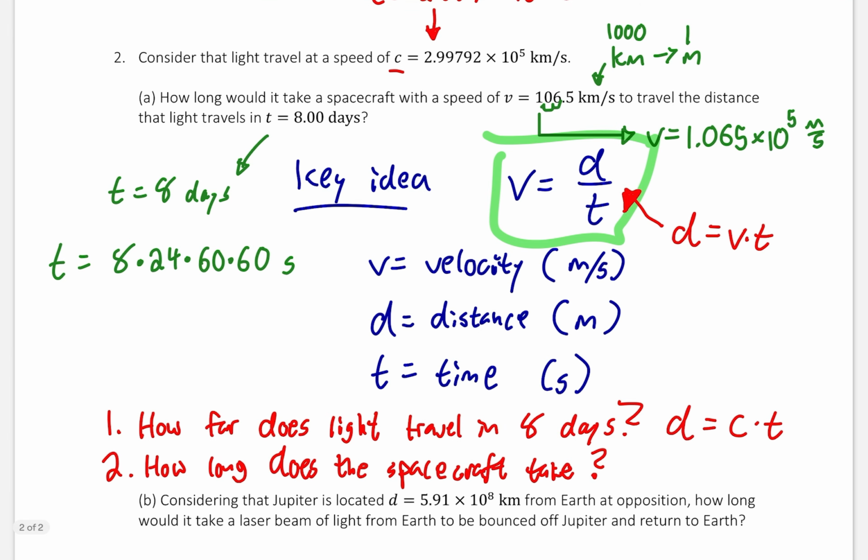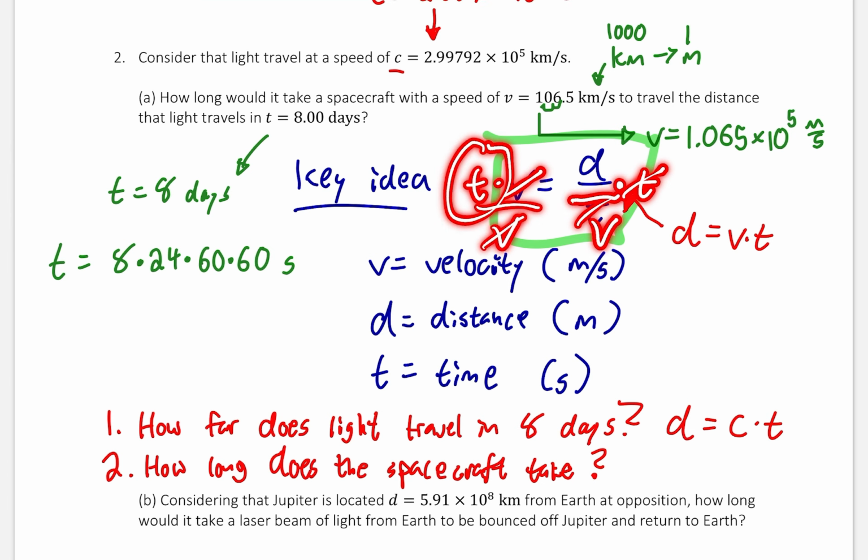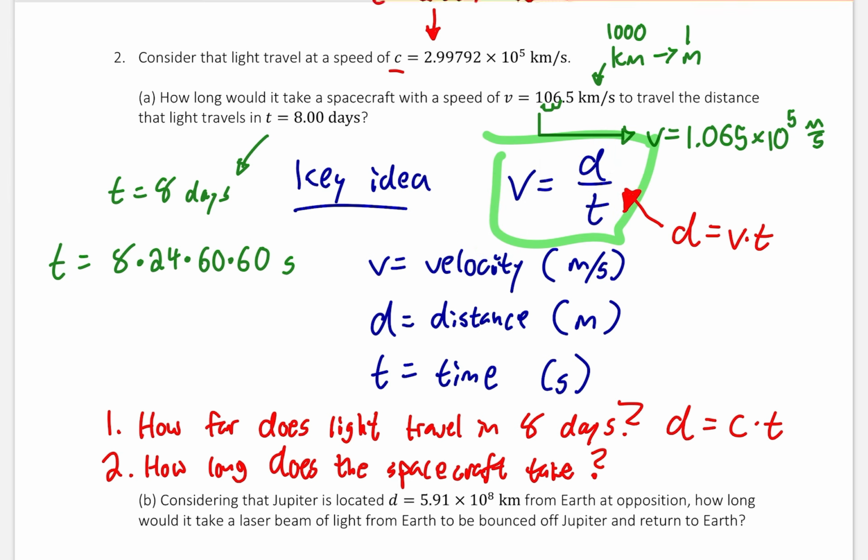So if I want to solve for T in this equation, imagine that I cross multiply. So I multiply both sides by T. That's going to cancel it out on the right. But then I also want to divide both sides by V. So the V cancels, and I've got the T by itself. So then you can see that T is just D over V. We'll go ahead and write right here: T is D over V.